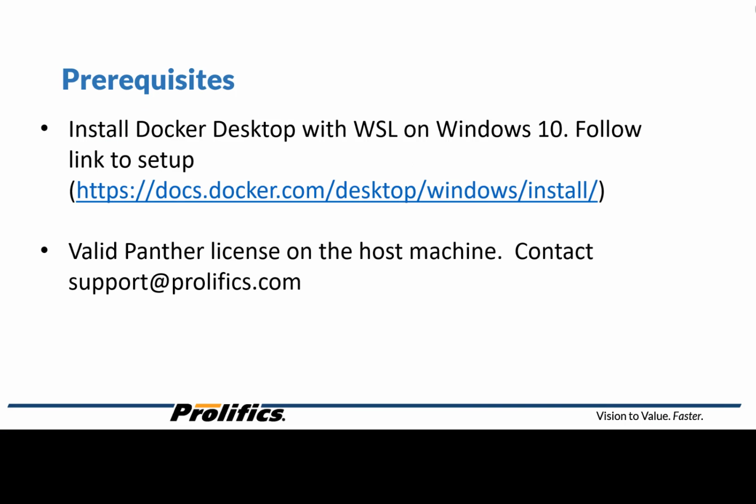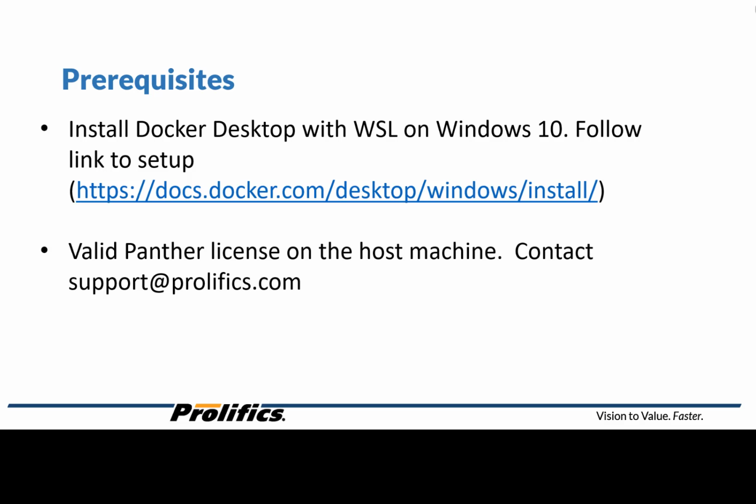These are the prerequisites needed to install our Panther trial version of 5.53. First thing you need to do is install Docker Desktop with WSL, which stands for Windows Subsystem for Linux. And you'll need a Windows 10 server. Now, in order to download the software I just mentioned, I've set up the link right here: docs.docker.com, desktop, Windows install.